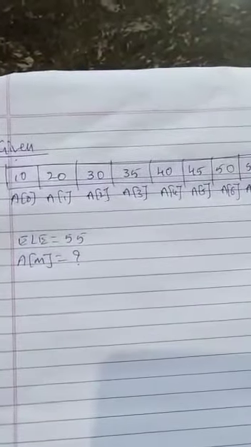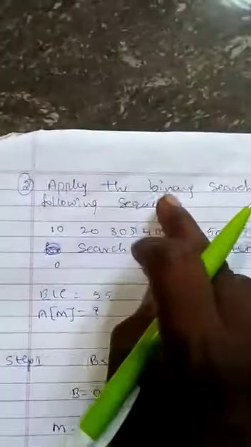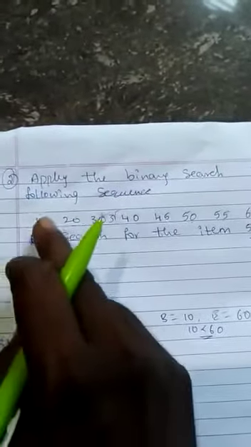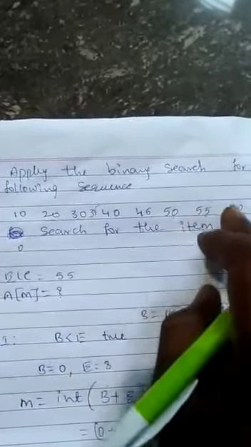Good morning, students. Last class we discussed one problem called binary search. In the same manner, the second problem we need to discuss is binary search. For the following sequence we need to apply it. In the question they are given: apply the binary search for the following sequence, that is 10, 20, 30, 35, 40, 45, 50, 55 and 60.